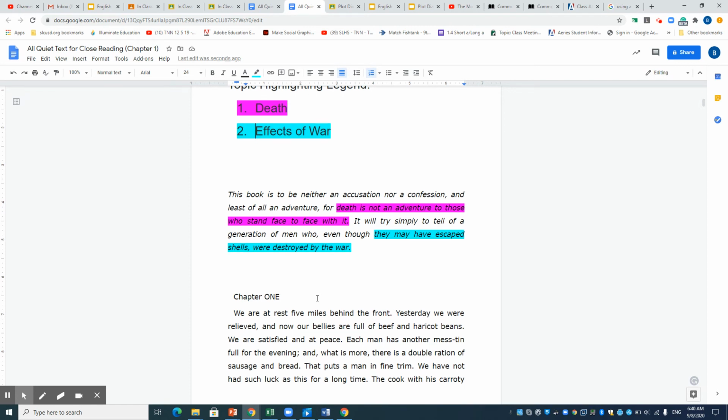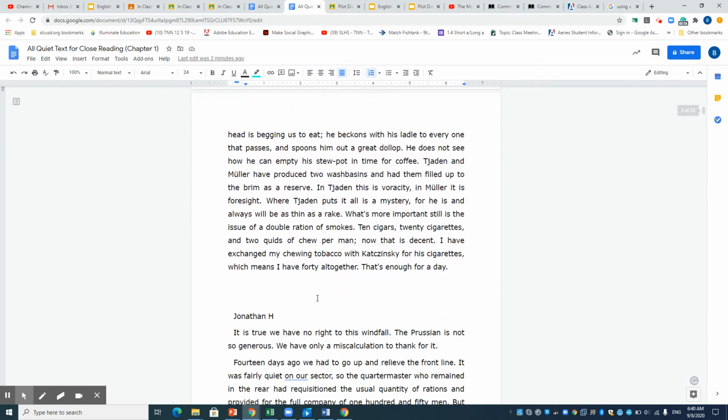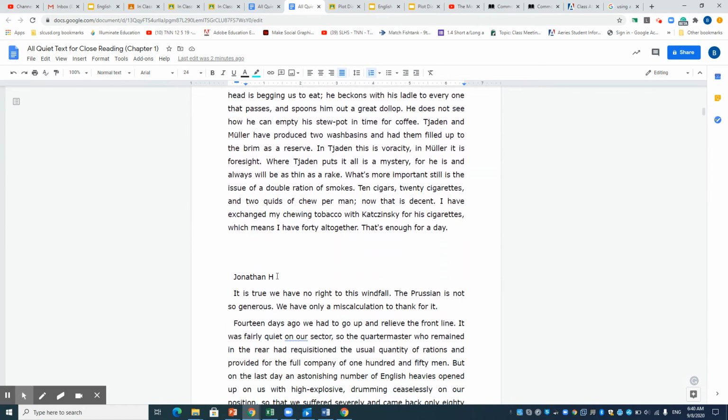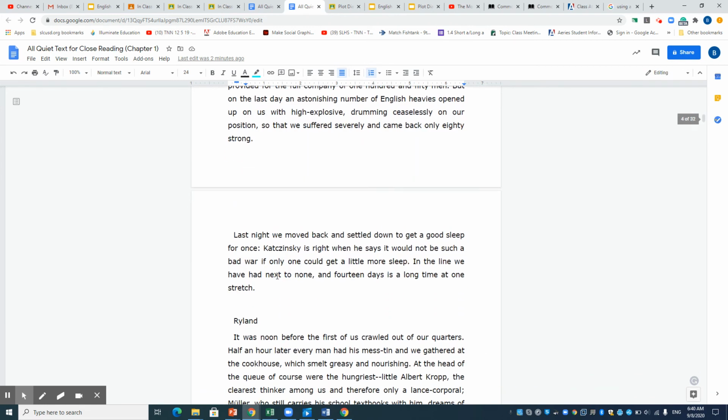So I began to read the text and I go through. First of all, it kind of starts out with a description of this character. And then I find in here that it says, "Last night we settled down to get a good night's sleep. Kaczynski is right when he says it was not such a bad war if only we could get more sleep. In the line, we had next to none. 14 days is a long stretch."